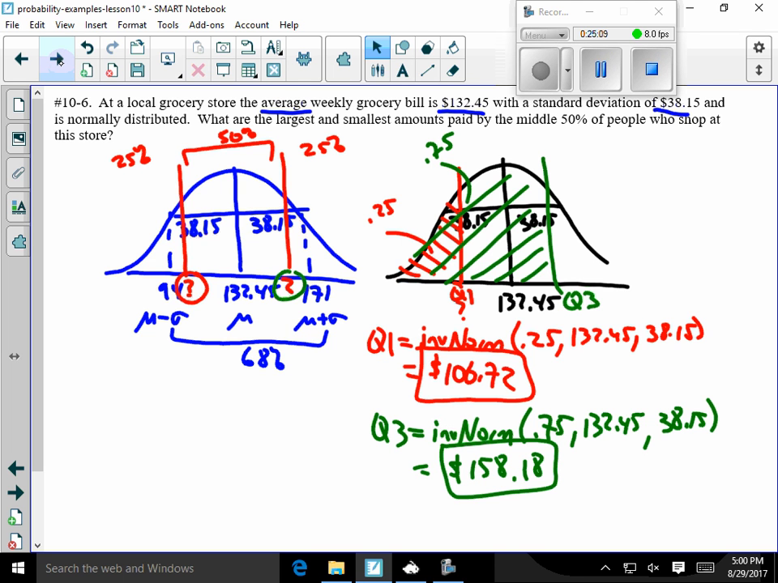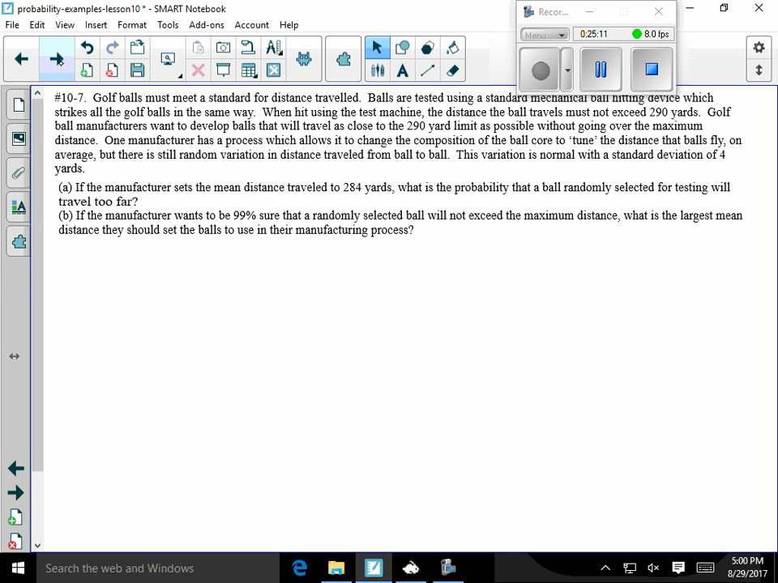Okay, let's try another one. They're getting steadily harder here. There's only a couple left, I think. 2 or 3 more. Yeah.